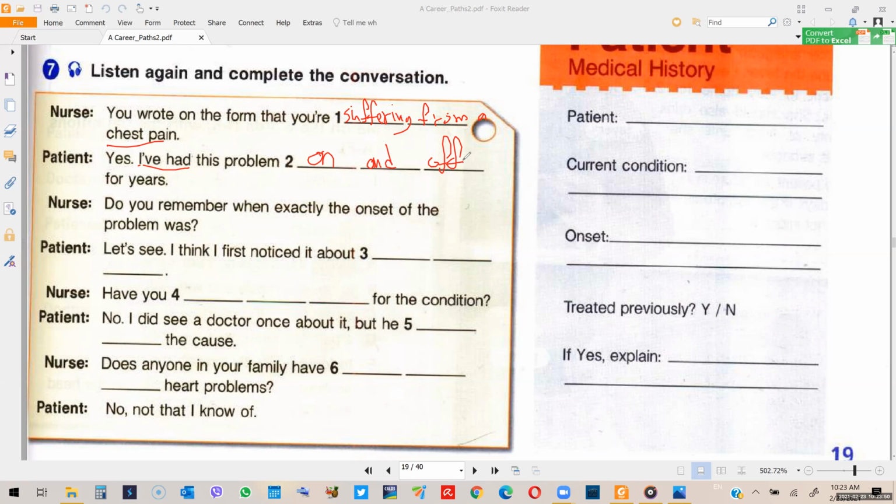So on and off, that means coming, going. On and off, that means the pain comes and goes for years.